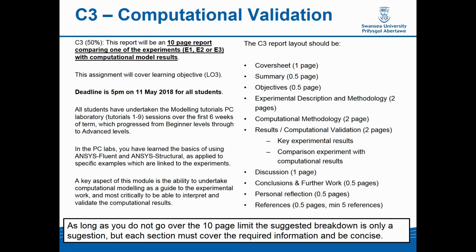C3. So this is now putting everything together. Okay, the models that you've worked on with us in the labs, and the experimental data that you've got, your own experimental data that you took with your group. It's going to be a 10-page report, and you will pick one of E1, E2, or E3. And you will compare it with your computational results.